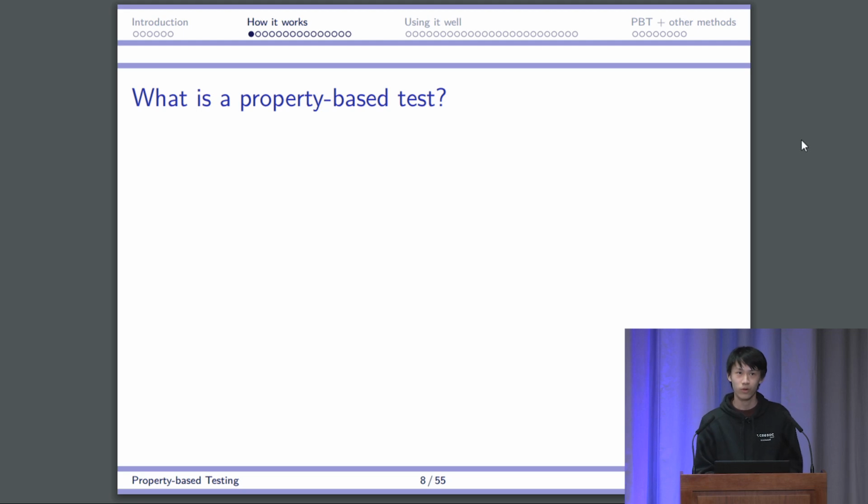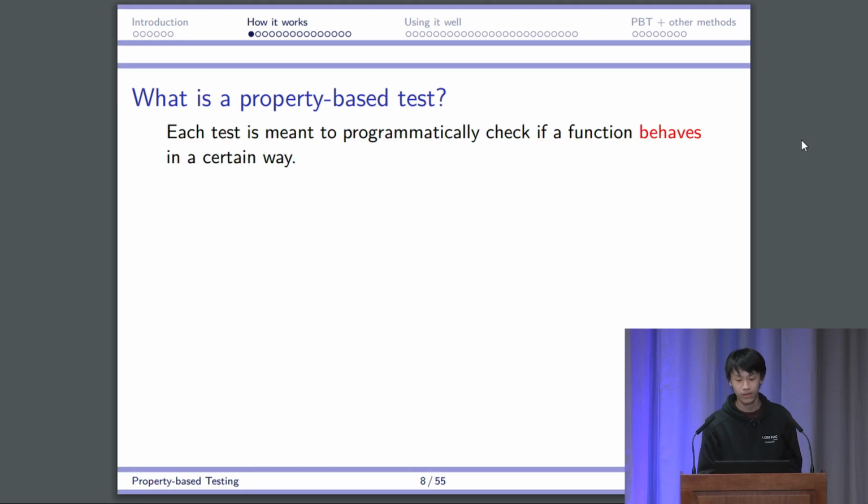First of all, what is a property-based test? Well, if I was asked to describe it, I would say that it is a test that is meant to programmatically check if a function behaves in a certain way. So what does that mean? That's kind of abstract. Well, let's have an example.